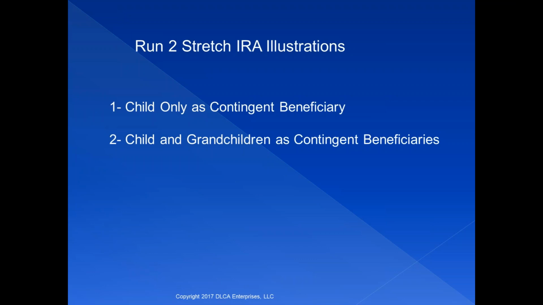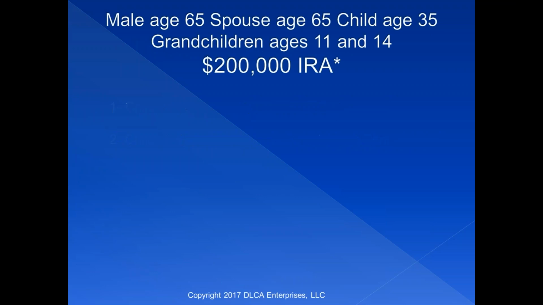So you run it 2 ways. You run it with the children only as contingent, and the second way you run it is the children and grandchildren as contingent, as in the one-tier approach, all inheriting at the same time. So I'm just going to give you an illustration.